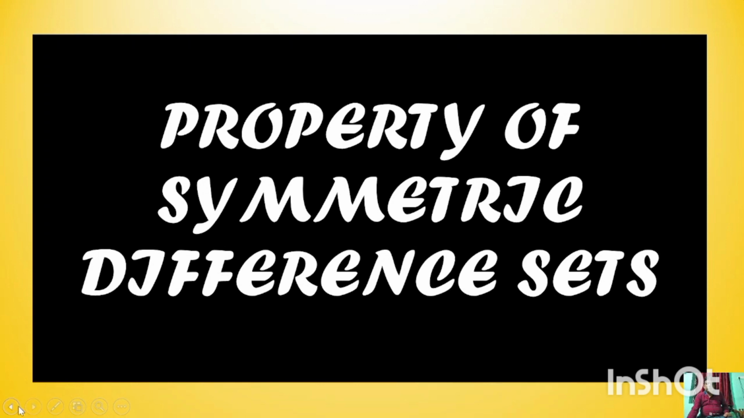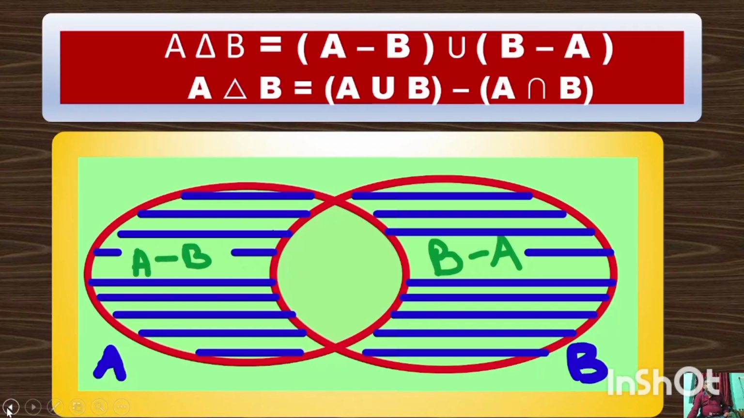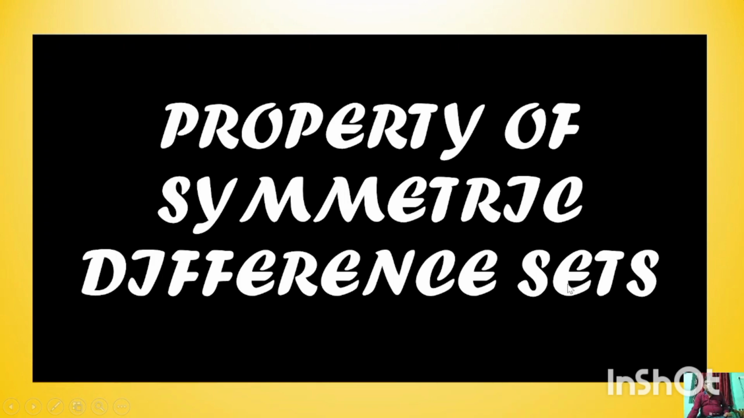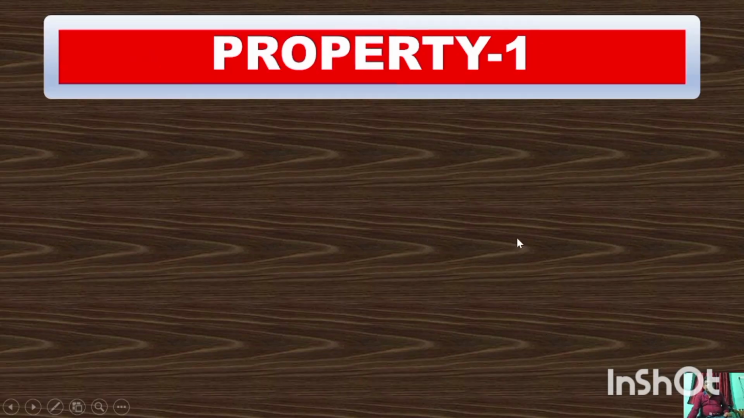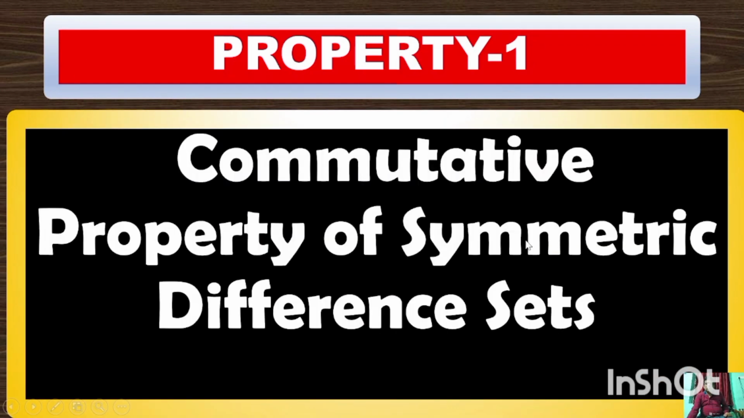Okay, is it clear? So once again, see, this is the Venn diagram of the symmetric difference of the sets A and B, A delta B. Okay, and here are the properties of the symmetric difference. These properties are most useful. Property 1 is the commutative property of symmetric difference. Set difference does not obey the commutative law, but do you think the symmetric difference obeys the commutative law?